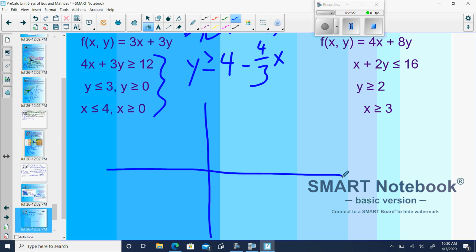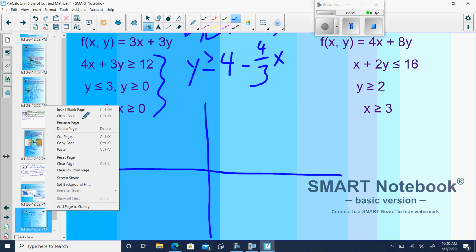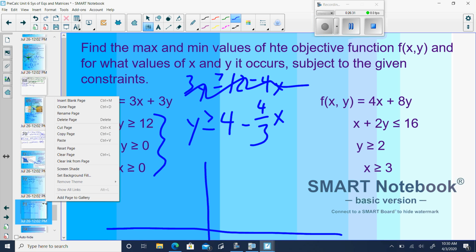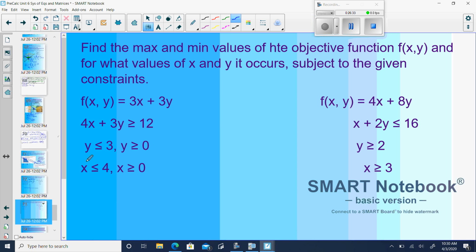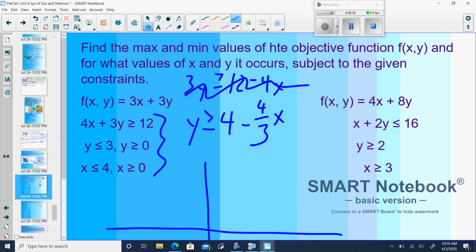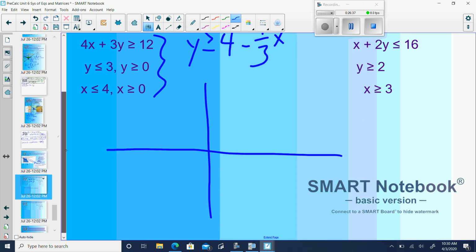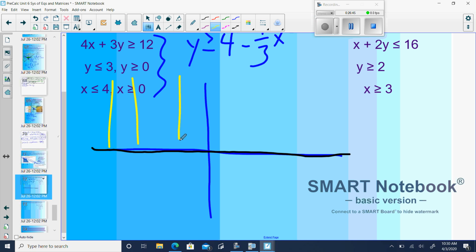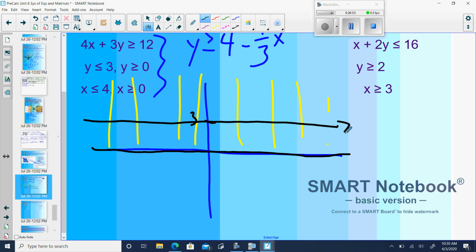I'm actually going to clone this page right now. And when I clone it, I'm going to clear the ink from the page. There we go. All right. So we come here. Y is greater than or equal to 0. So we're going to come up this way. Less than or equal to 3.